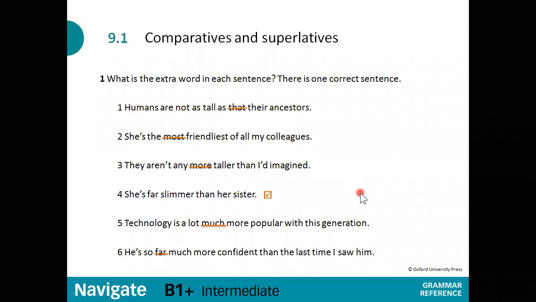Now, once you have finished, you can check these sentences. If you have mistakes, please work on your mistakes. And if you have questions, you can ask me in the comment section below.